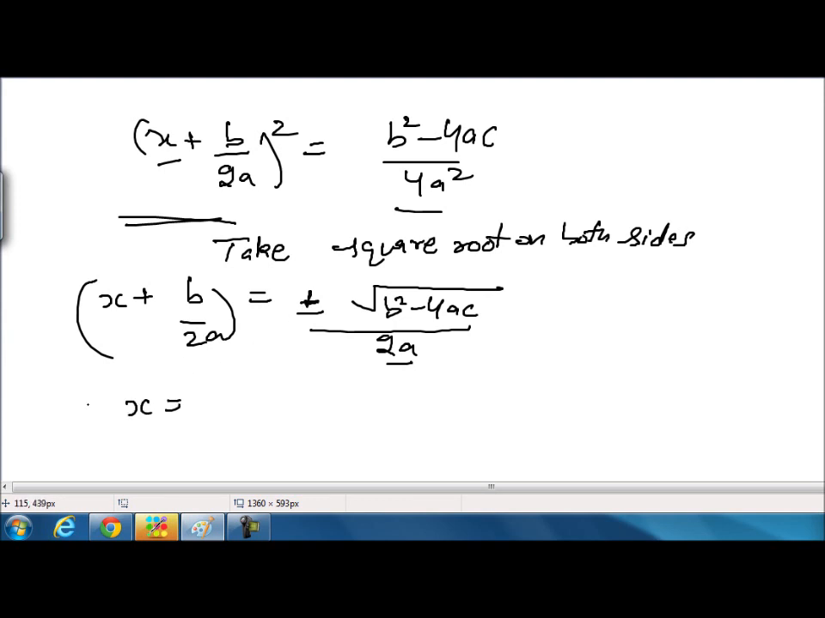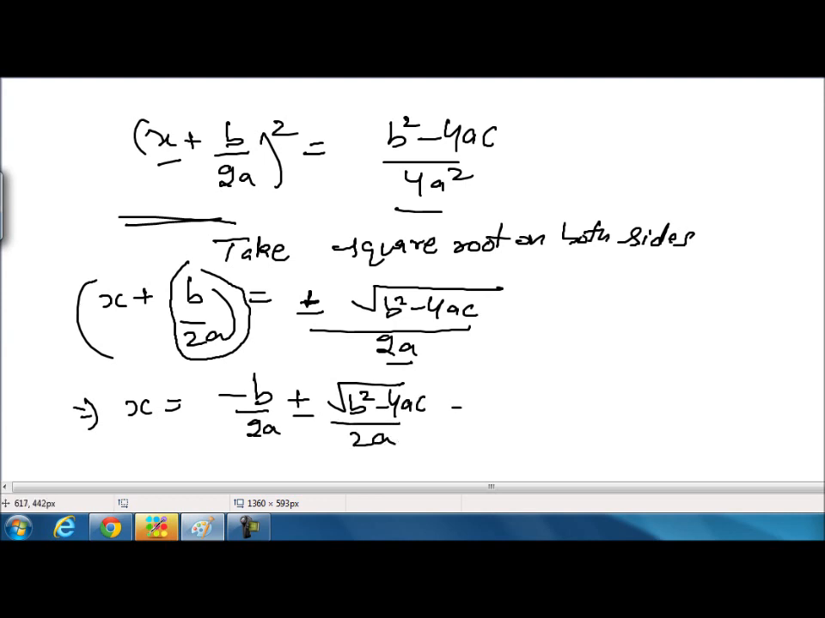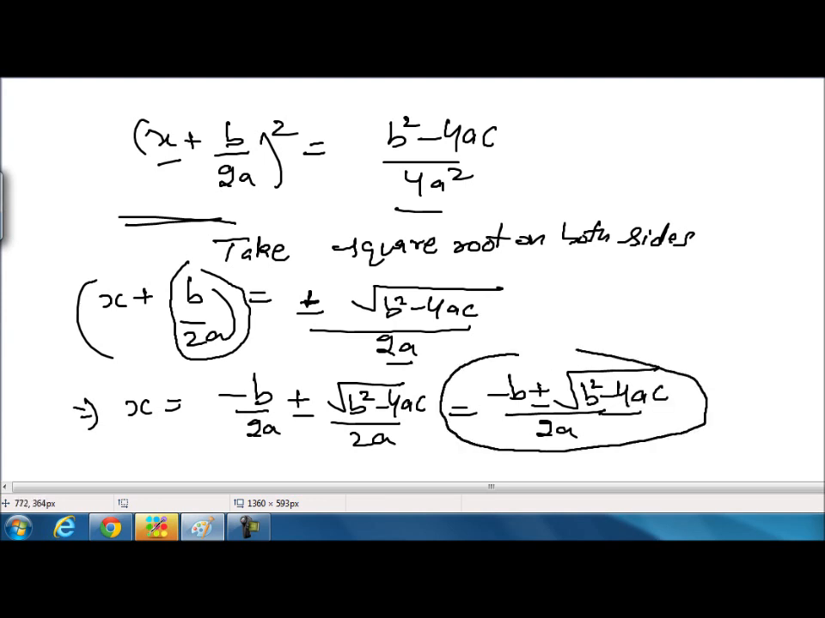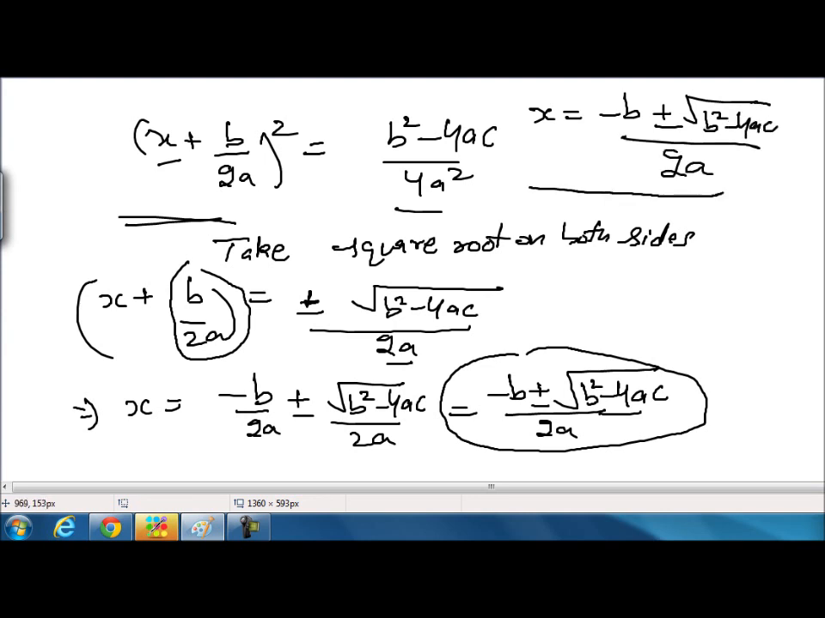So we get x is equal to, we take this b divided by 2a term to the right hand side. So we get minus b divided by 2a plus minus under root of b square minus 4ac divided by 2a, which is equal to minus b plus minus under root of b square minus 4ac, all divided by 2a. And this is the quadratic formula, which is equivalent to x is equal to minus b plus minus under root of b square minus 4ac divided by 2a. And we can use this formula directly to solve any given quadratic equation.